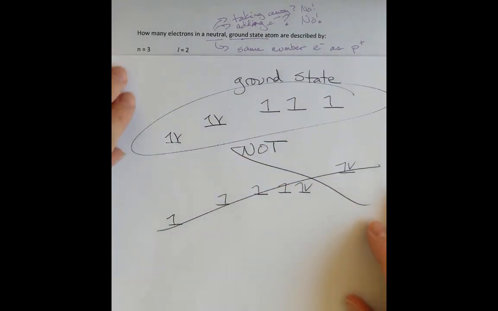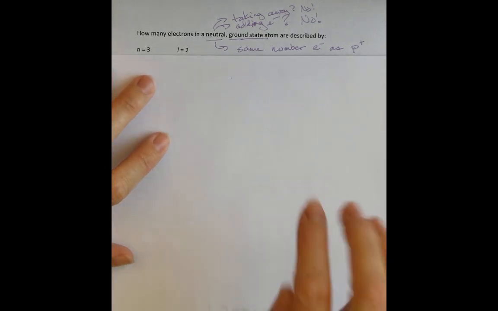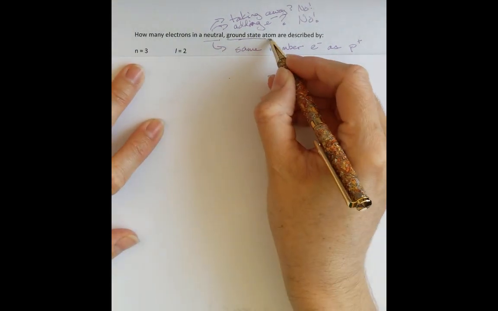Now that we kind of have an idea of why those words are in there, which really is just a setup, we're going to follow the rules we've done before. Now we can actually deal with this n equals 3, L equals 2 mumbo jumbo. To do this, we're going to need to take a look at what that means. So n equals 3 and L equals 2. So this is in the whole atom.